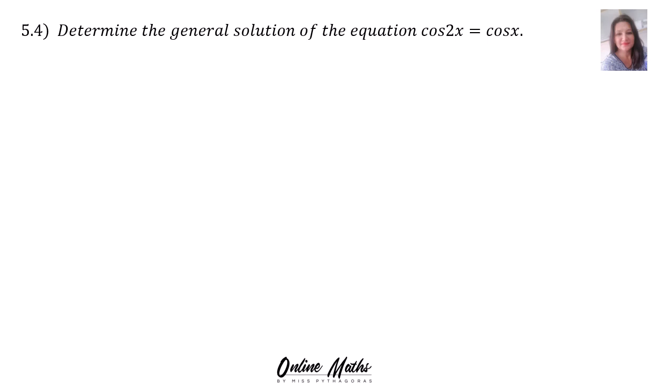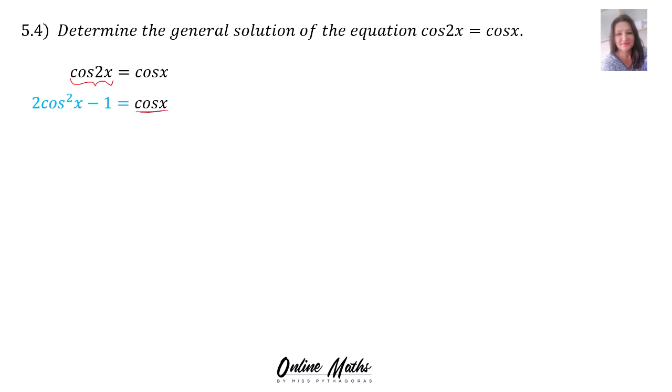5.4. Determine the general solution of the equation cos 2x is equal to cos x. So, there's your sum. Now, the first thing that I will deal with is, can you see, this is a double angle for cos 2x. Now, we have three options, which option to choose. I chose the one that contains the cos, since I have a cos on this side.